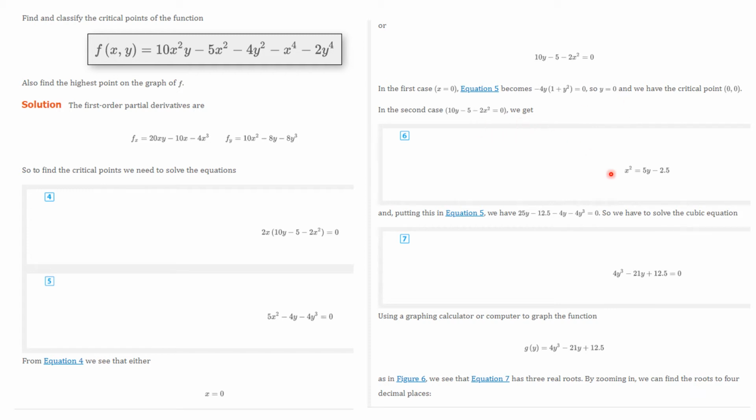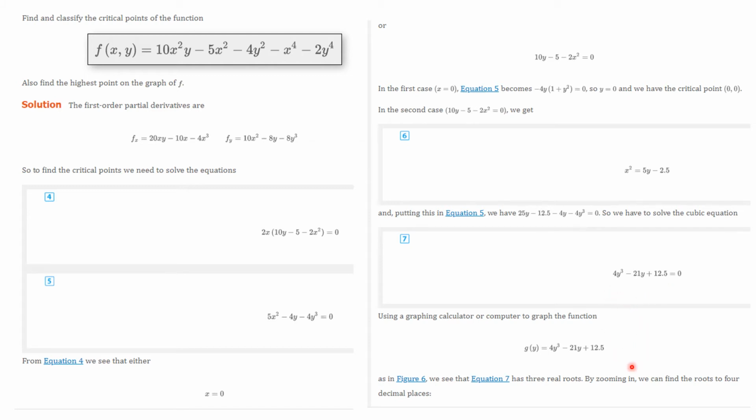In the second equation, we get x squared equal 5y minus 2.5, and putting this into equation 5, which is over here, for the x squared, that gives us an equation simply in y. So we have 25y minus 12.5 minus 4y. I can combine those terms. Minus 4y squared is equal to 0, so we end up with this cubic equation. Actually, that is 4y cubed there. So this is 4y cubed minus 21y plus 12.5.